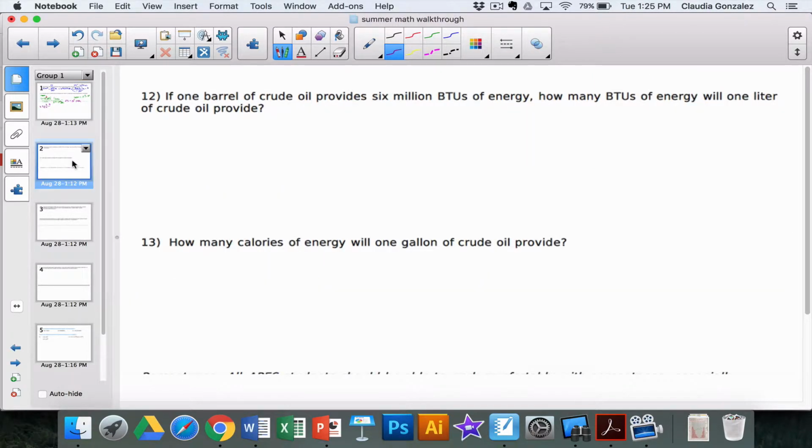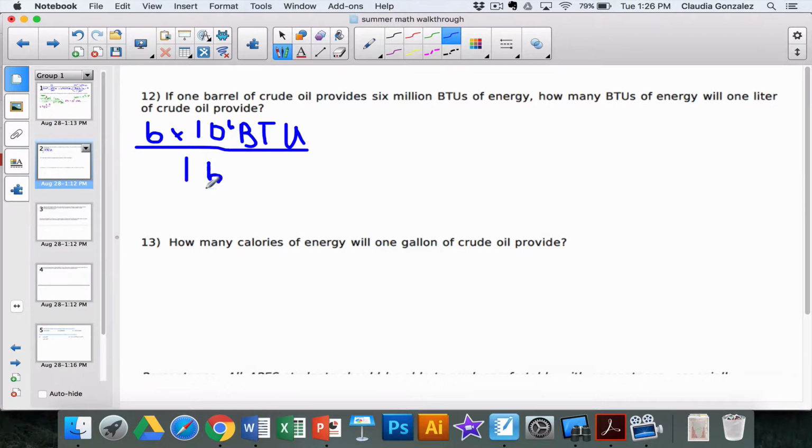All right, next page. 1 barrel of crude oil provides 6 million BTUs of energy. Oh, wow, that already tells me the information. 6 times 10 to the 6. I always like to convert when I'm using really big numbers like this. BTUs, million is times 10 to the 6th, are found in 1 barrel.